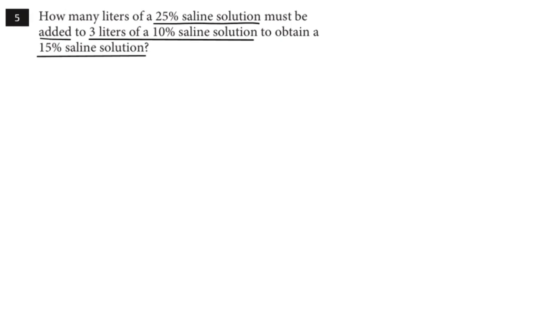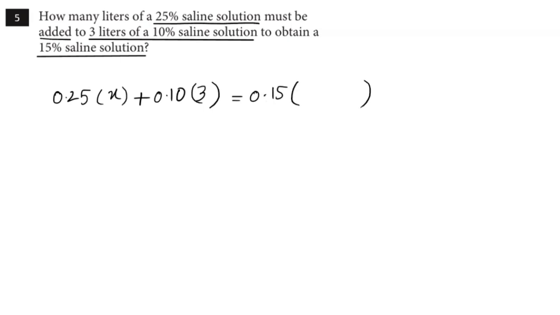So how many liters? First, we do not know how many. So this is what you are looking for. So x liters, let's say. And how many? 25%, so 0.25, must be added to 3 liters of 10%, so 0.10 times 3. To obtain a 15% saline solution, so equal to 0.15, but how many liters did you have in total? x plus 3. Let's try and solve this.